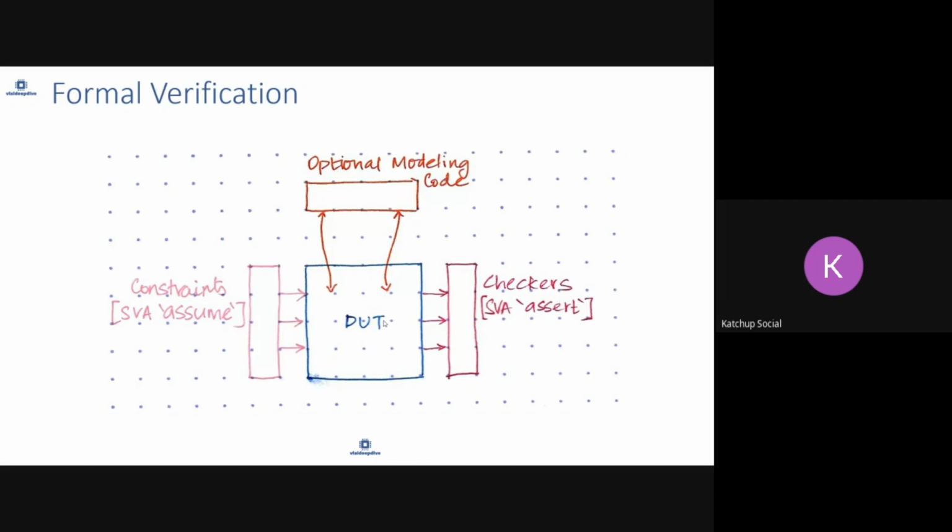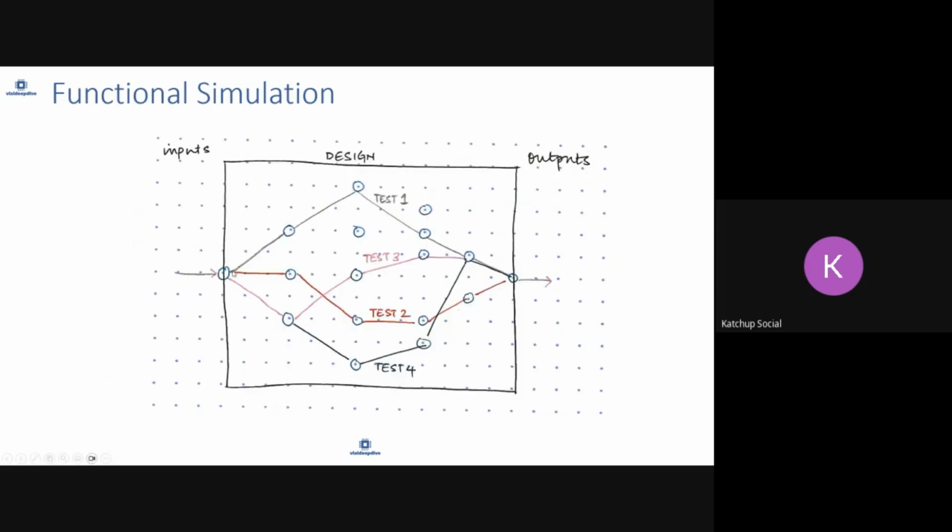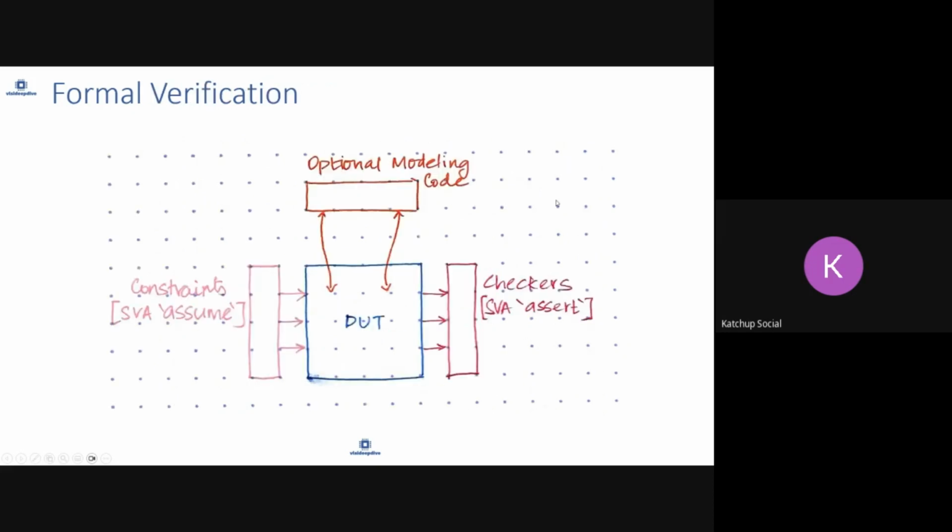But the very, very different thing from simulation is that you're not writing test benches and you're not executing the design for a particular state path, which we were doing in a test bench. Here, let's say this is the whole state space. In formal verification you're not executing one path, so you are able to cover more without writing test benches and a lot of state spaces. Of course, that also comes with its own challenges, which we'll also talk about.